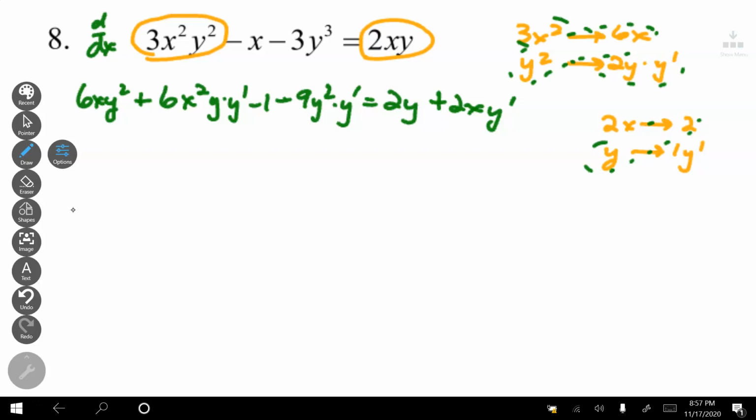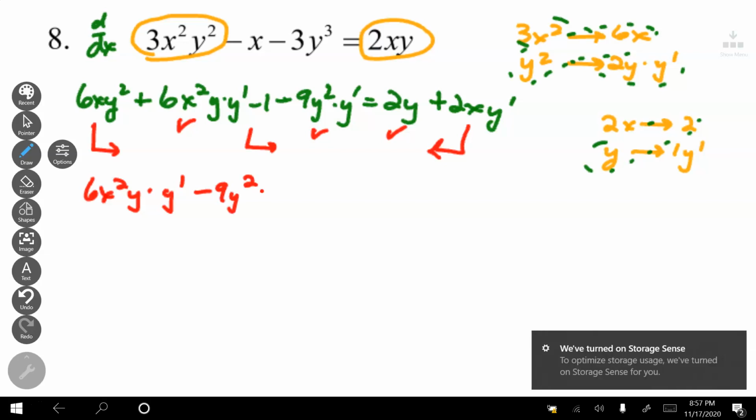I'm going to reorganize. Does this have a y prime with it? No, it does not. He's going to move. This stays. This has to move. This stays. This does not have a y prime, so he stays on the right, and this has to move to the left. So I get 6x squared y times y prime minus 9y squared y prime minus 2x y prime is equal to 2y minus 6xy squared plus 1 when I reorganize everything.